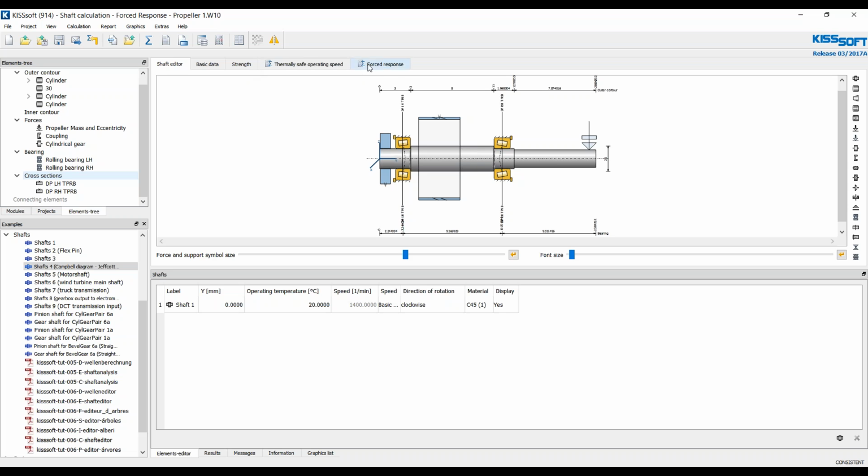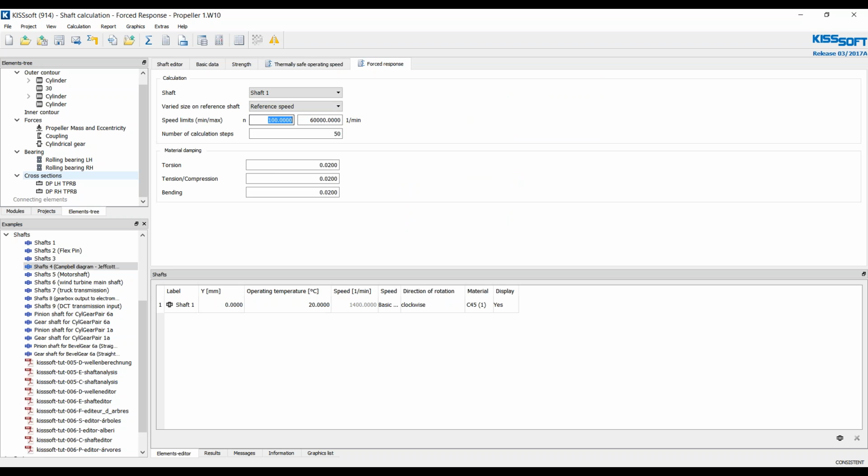So I go to force response. I set my speed limits. I set the 60,000 high because I want to make sure I can capture it. I grab shaft 1, and I'm going to look at the reference speed. There's some material damping information you can change. This is pretty standard for steel. So now I go ahead and run my forced response.